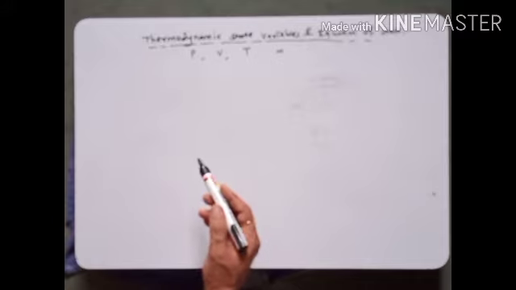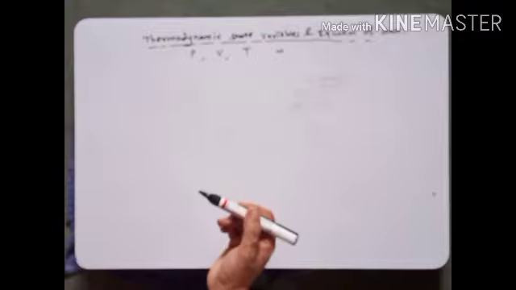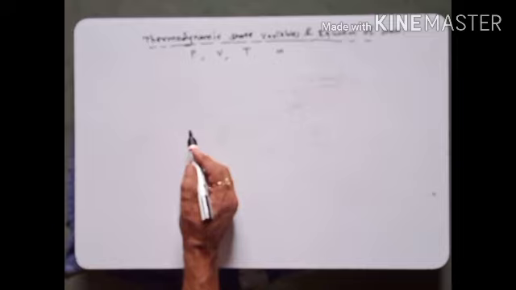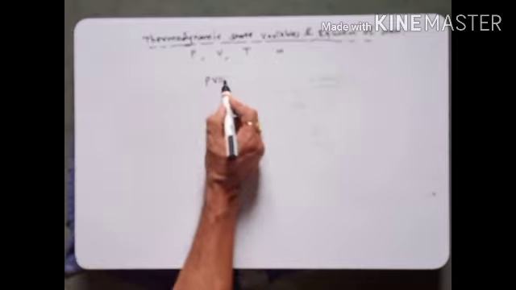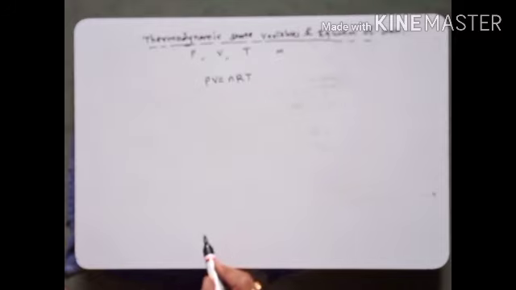The various states are not always independent. They can be mathematically related. The relation between these three is called the equation of state. For example, I will write here PV = nRT. This is the ideal gas equation, and we call it the equation of state, where P is pressure, V is volume, T is temperature, n is number of moles, and R is constant.